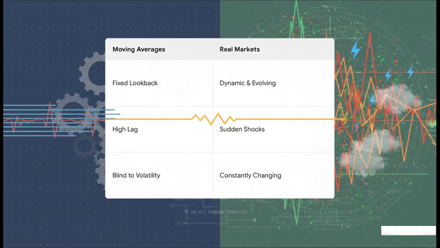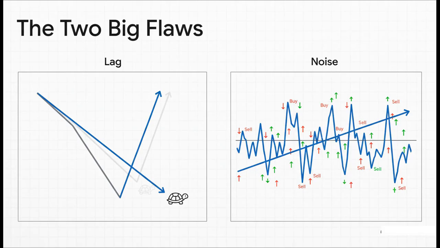And this is where the problem really comes into focus. On one side, you've got this rigid, slow, fixed tool. And on the other, you have the real market: dynamic, chaotic, and always changing. It's a total mismatch, and that's where traders get into trouble. So it really all boils down to two massive flaws. First, lag. The indicator is always looking in the rearview mirror, so by the time it flashes a buy signal, the best part of the move could be long gone. And second, noise. In choppy markets, it gets you in and out, giving you a ton of false signals. But in a quiet market, it's too slow to notice when a new trend is just starting to wake up.